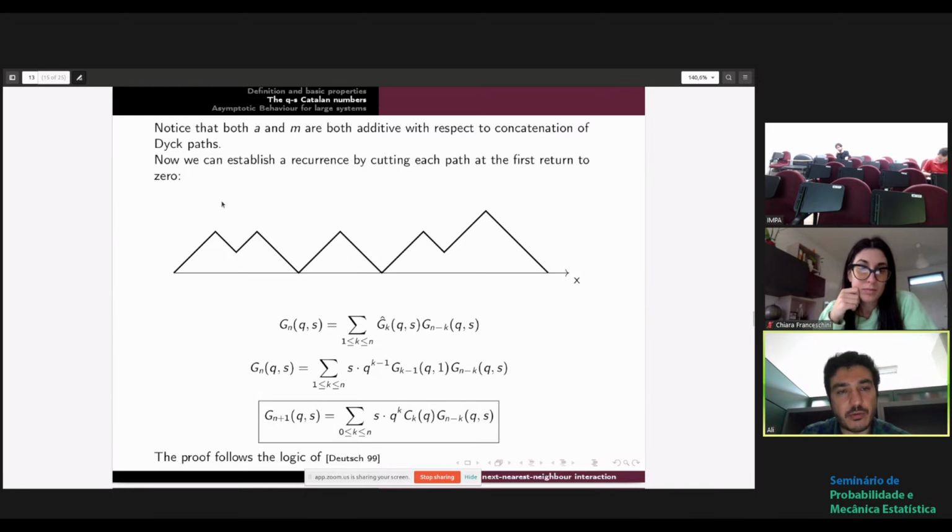So now, let's say you take a random arbitrary path like that. What you can do is cut this path on the first return to 0. So I will identify two paths. Okay? So the green one and the rest of the path. The green one is an elevated one because I cut on the first return to 0. The second one is not. It's just a normal path.